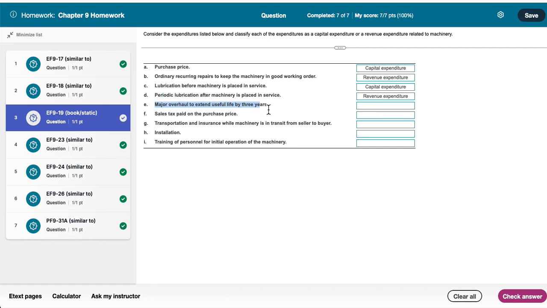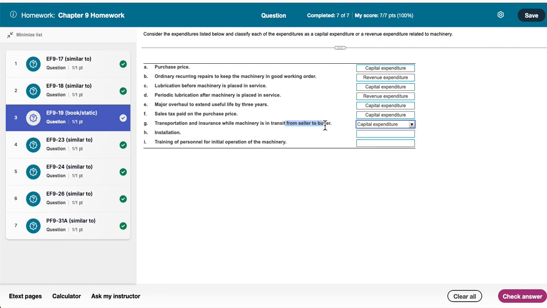Major overhaul to extend useful life 3 years is going to be a capital expenditure because you're increasing the life of that thing, essentially buying a new truck, right? Putting in an engine or something like that. Sales tax paid on the purchase price, that's capital because you have to pay it before you can start using it and move in. Transportation and insurance, same thing, right?